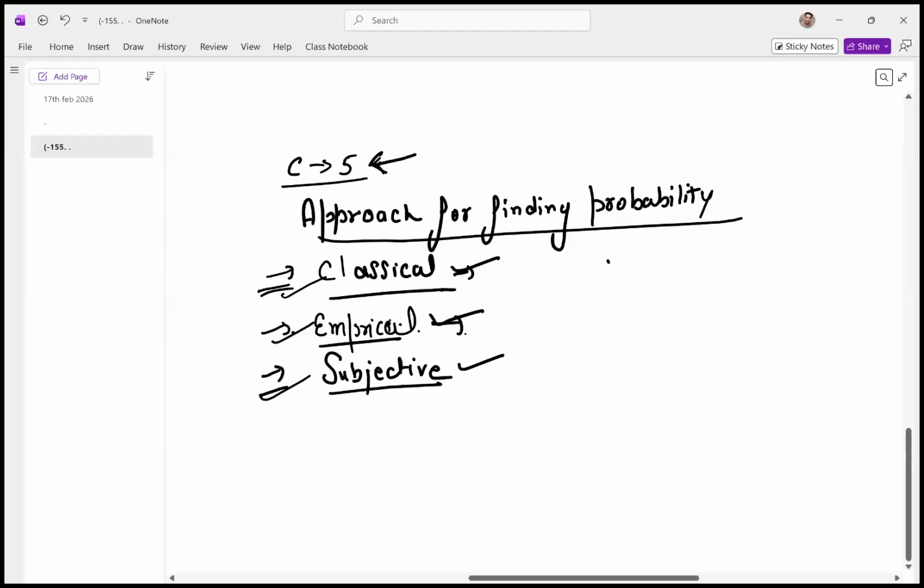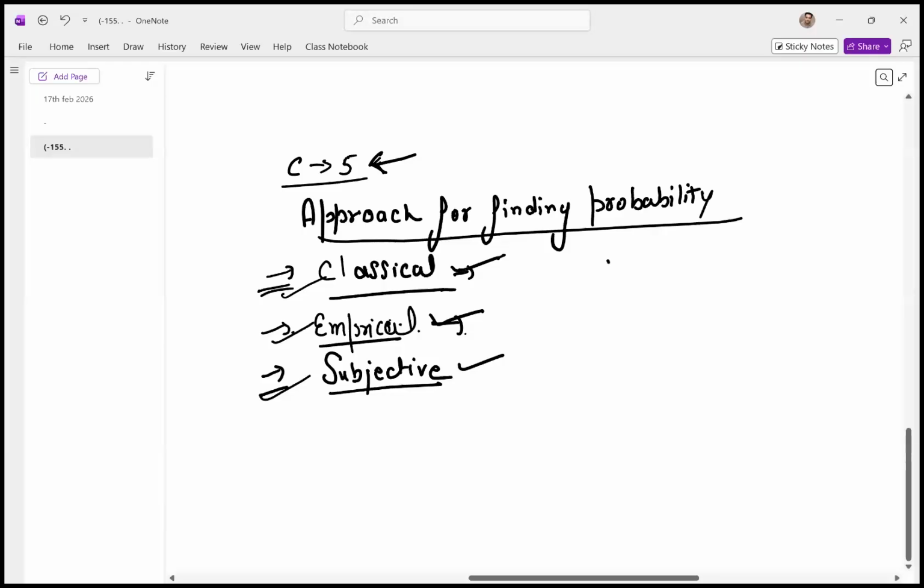Welcome back, folks. In today's class, I'll talk about the final chapter, that is the probability distribution, chapter number 5. And in this short video, I'll talk about the approach for finding the probability. So there are three approaches. One is the classical, second one is the empirical, and the third one is the subjective probability distribution.